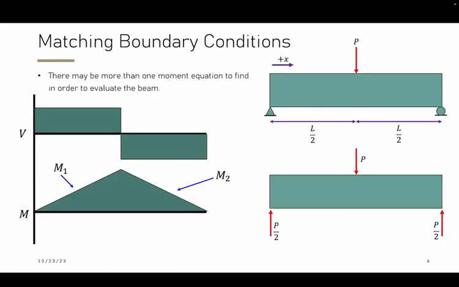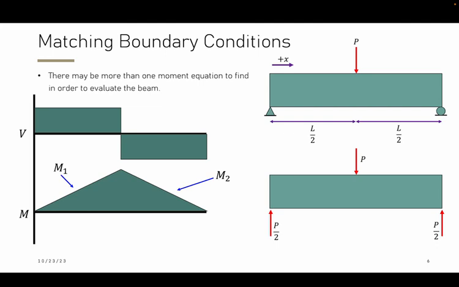So if we look at a couple of evaluations in terms of matching boundary conditions, there may be more than one moment equation to find in order to evaluate the overall beam. In the ones we looked at previously, we only needed to evaluate one moment equation relative to the beam setup, and that was either the cantilever beam with a point load at the end or the uniform distributed load beam.